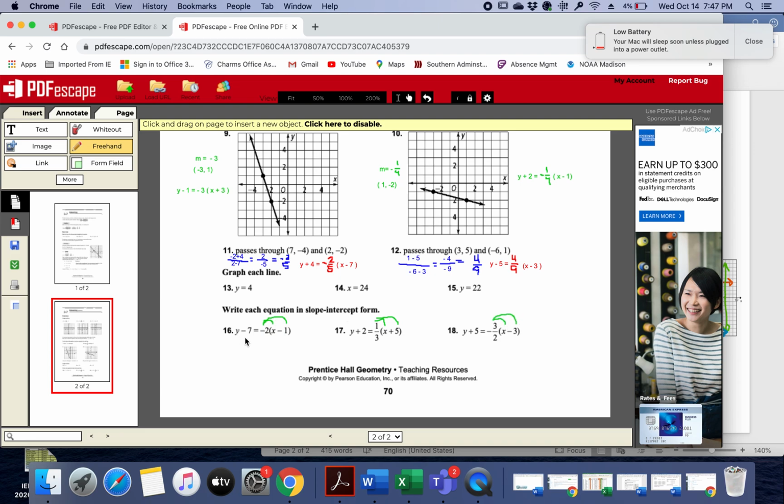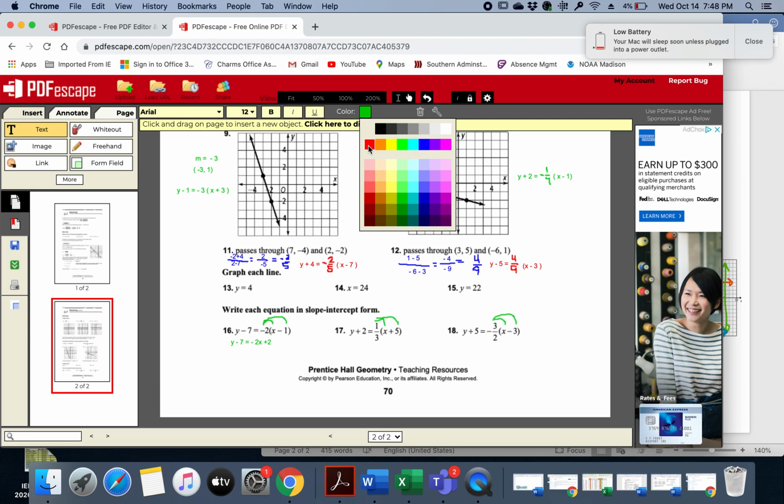Okay, so when I distribute, I'm just going to rewrite my left side because that hasn't changed. Right now we are just distributing and dealing with the right side. So -2 times x is -2x, and then -2 times -1 is +2. So that will be our next step after we have distributed. Okay, so then all we need to do is add 7 to both sides, and I'm going to change color for that also. Okay, so here I'm going to add 7 to both sides.